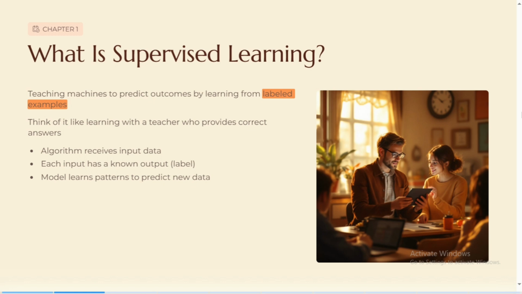So we have input and then we have label, learning phase, prediction phase. Because correct answers are already provided, learning becomes faster and more accurate.